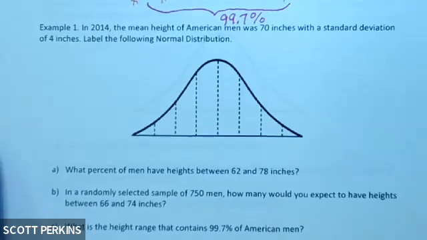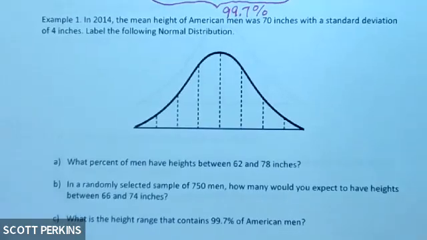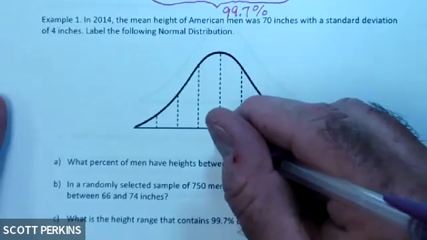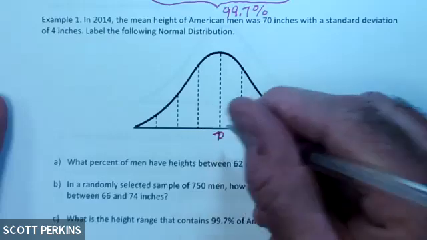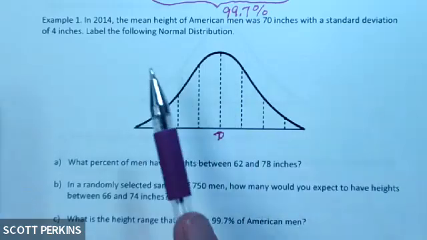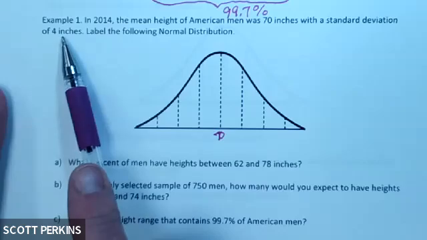So example 1: back in 2014, this was the last time I Googled this, the mean height of American men was 70 inches with a standard deviation of 4 inches. So what that means is that right here in the middle, the mean height of American men was 70 inches. And what we're going to do is label the normal distribution. This is the first skill that we're going to have today. Each standard deviation is 4 inches apart.